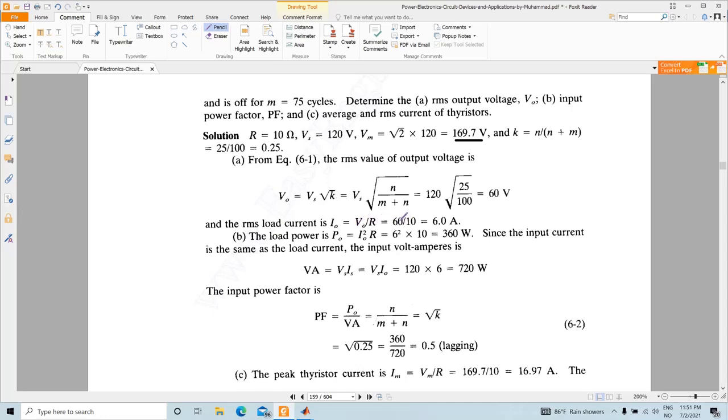So in this particular case, our output voltage is 60 volt and the load resistance is 10, so our output current is 6 ampere. So our output power is I square R, which is 360 watt, and since the input current is the same as the load current, the input volt ampere is Vs Is, or 120 multiplied by 6.